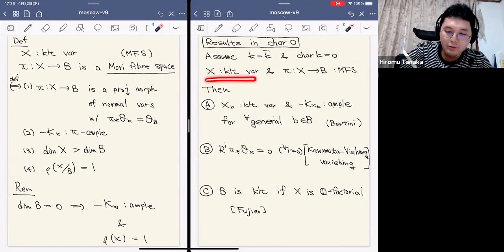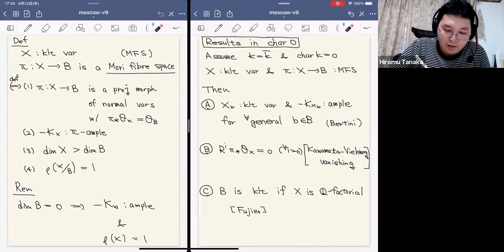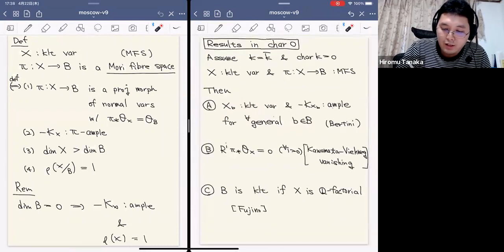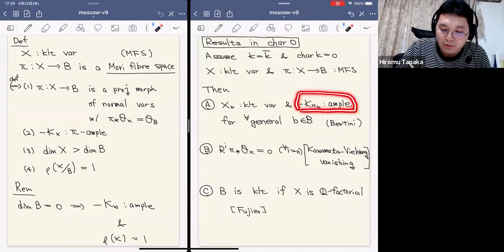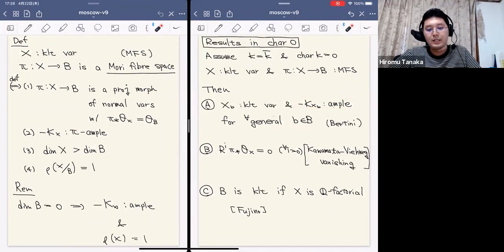And we take a KLT variety X and take a modifiable space from X. Then I would like to show you 3 properties as follows. In the first property, I consider general fibers. So it is KLT and minus K is ample. So general fibers of modifiable spaces are KLT Fano varieties.